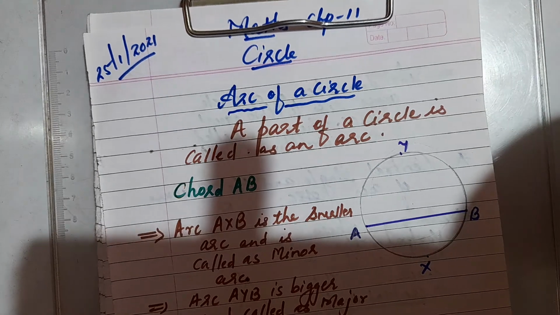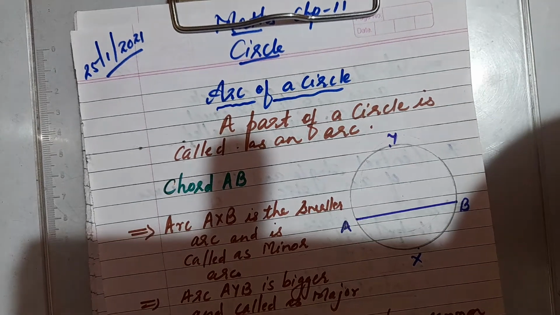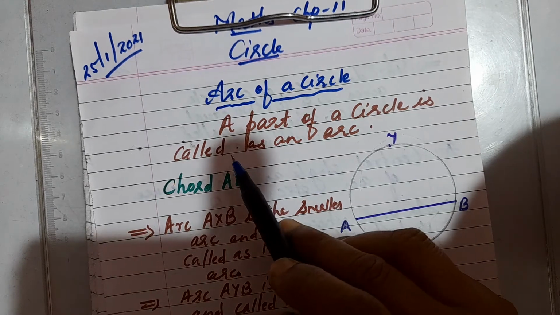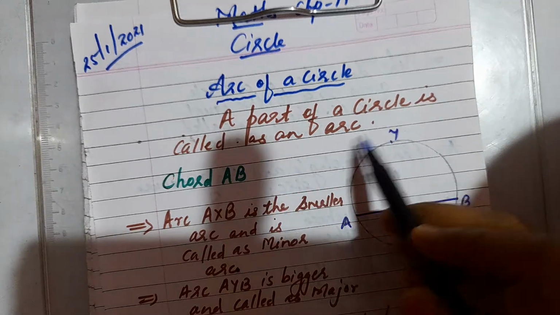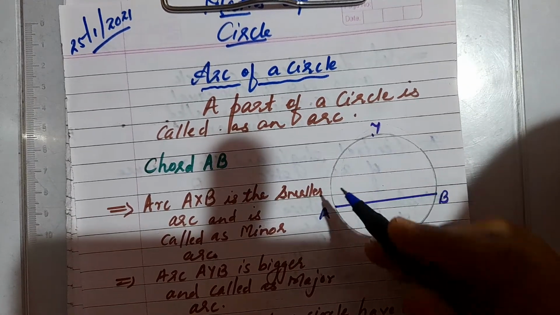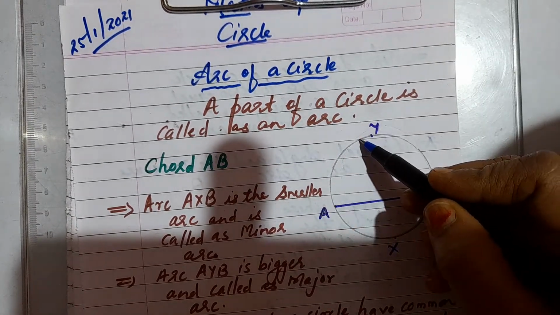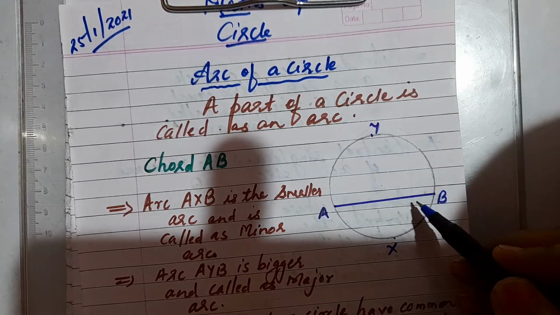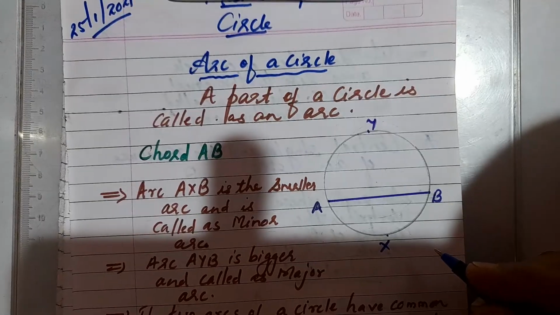Now arc of a circle means what, children? As I had already said, a part of a circle is called an arc. So it is a part of a circle. From here till here you can consider one arc, from here till here also you can consider. A part of a circle is called the arc.